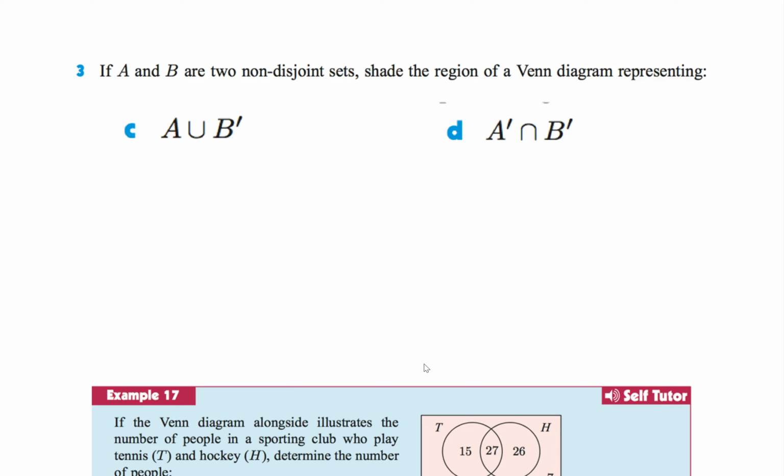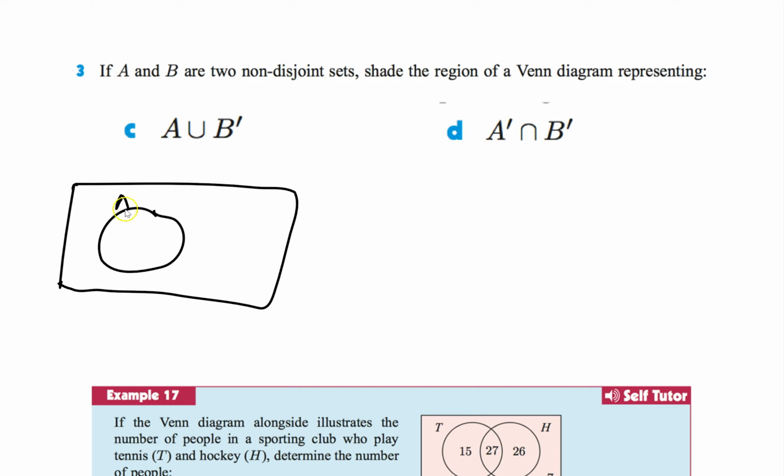If A and B are 2 non-disjoint sets, shade the region of the Venn diagram representing. So a little more shading, let's do a little more practice of this. So if I want to do this, draw myself a little square. Here's A. Here's B. I'm not gonna jinx myself. It actually looks kind of decent from my take. Now look what it wants. A union not B. So that's a lot more.